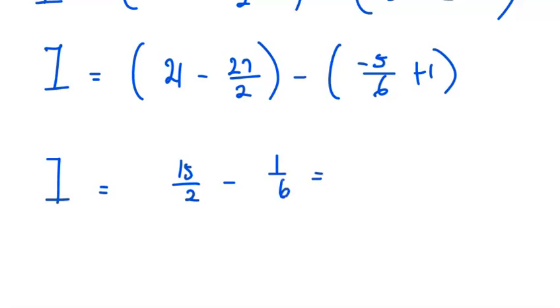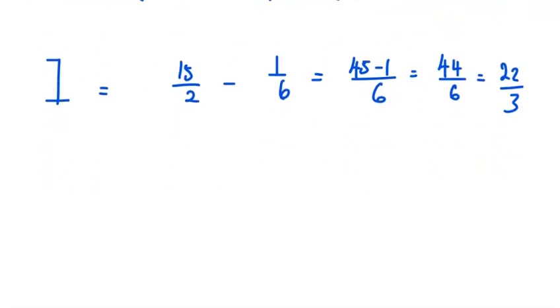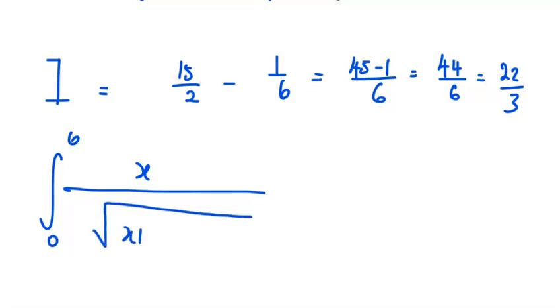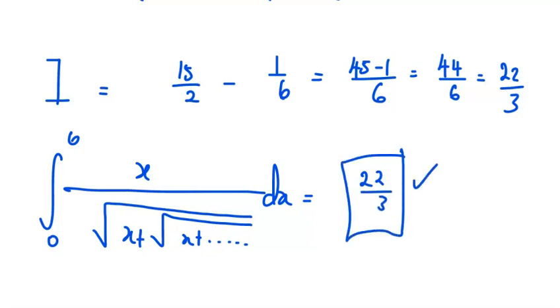So from here, we're going to have 45 minus 1 divided by 6, which is equal to 44 divided by 6. Reducing by 2, we get 22 over 3. So we have our solution, right? We can say that the integral from 0 to 6 of x divided by the square root of x plus the square root of x plus, and so on, dx is equal to 22 over 3. And this right over here is our solution.